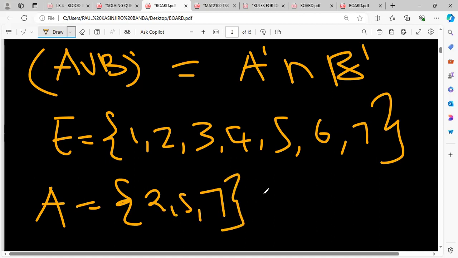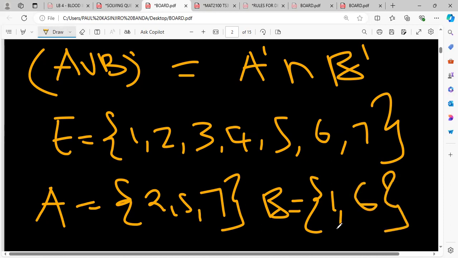Okay, and then let's say my set B contains the following. Let me start with a lower number there. Let us say that my set B has 1, and then it has 6 there. So let's say this is my set A here, and then this is my set B.